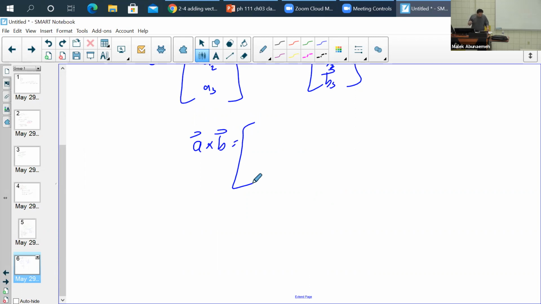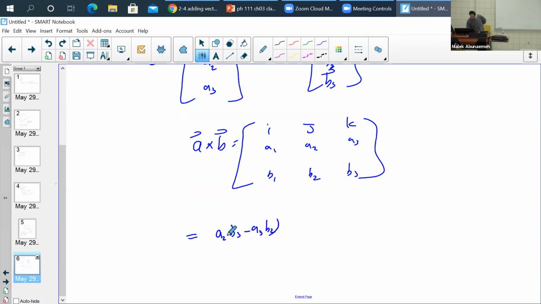You're going to have your I, your J, your K values. Your first row is going to be A's: A1, A2, A3, whatever the values are. And then for the B vector, you're going to have whatever values for B1, B2, and B3. Now, the rule is the first one, you go in the I direction. So when you go in the I direction, you hide everything that has the I, so both of these go away. So what you have is A2, B3 minus A3, B2 in the I direction, minus the J direction.